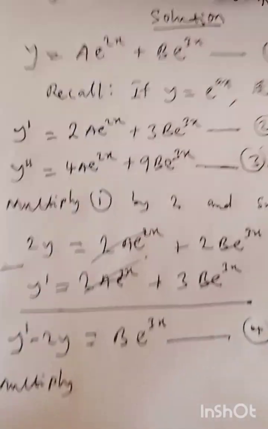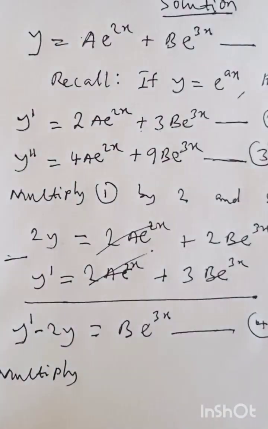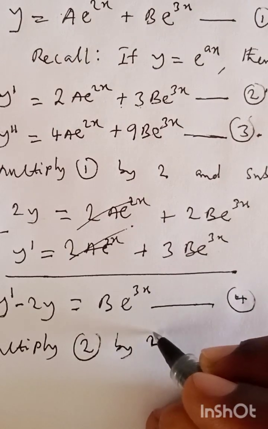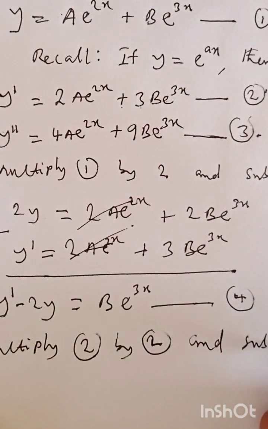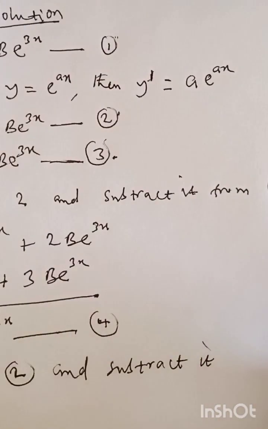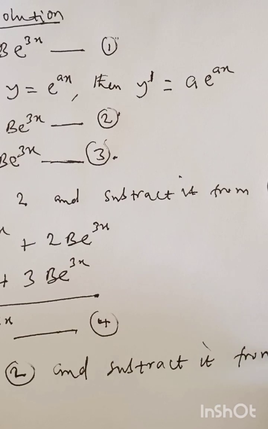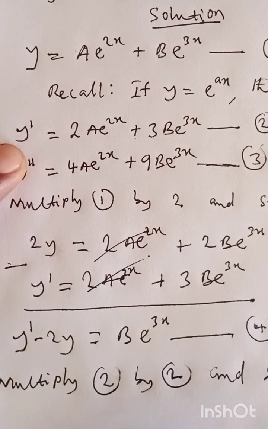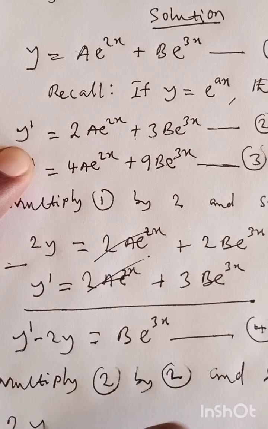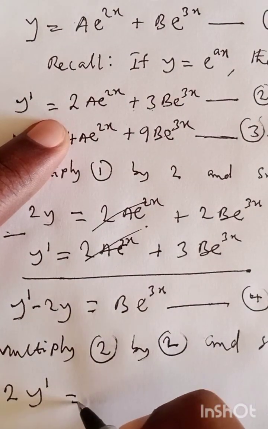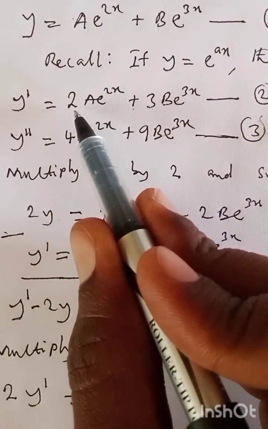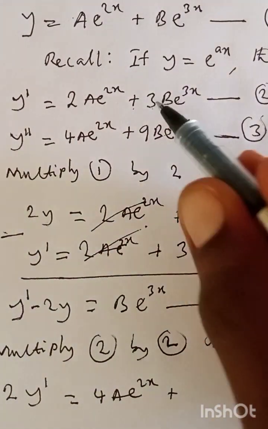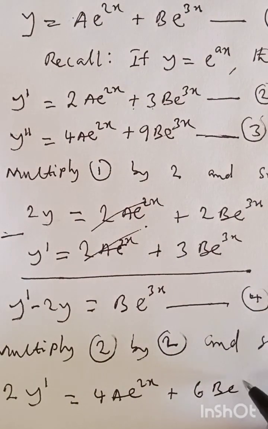Multiply equation 2 by 2, and you subtract it from equation 3. So we are going to multiply equation 2 by 2. Here 2y prime, because y prime times 2 is going to give us 2y prime, equals, here 2 times 2 is going to give us 4a exponential 2x, then plus here also times 2 is going to give us 6b exponential 3x.